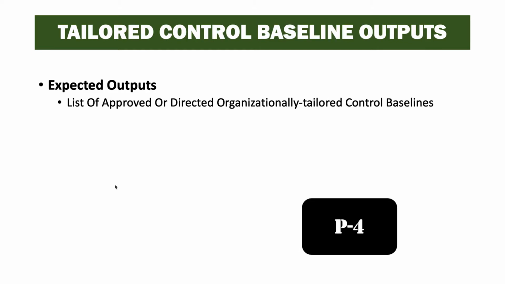Expected outputs from this task are a list of approved or directed organizationally tailored control baselines. That's what's going to come out of this task. So this, again, is conducted at the organization level, not the system level. This is going to define a set of controls that can be used for specific systems or types of systems.